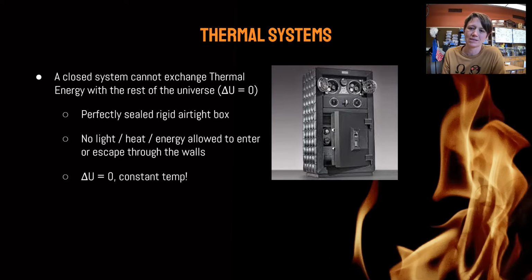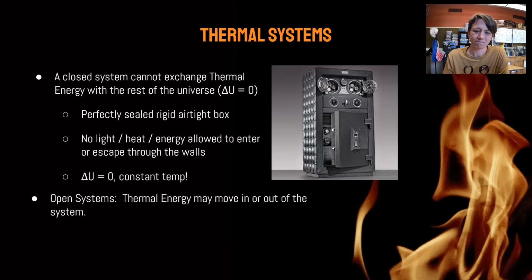But if you could make a system that was closed thermally, then you would have delta U is 0, which would mean that we have a constant temperature because those things are proportional to each other.